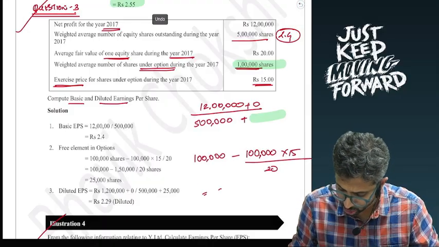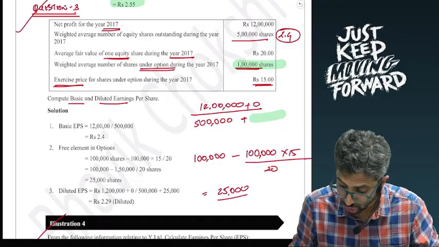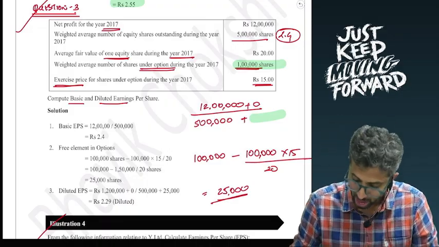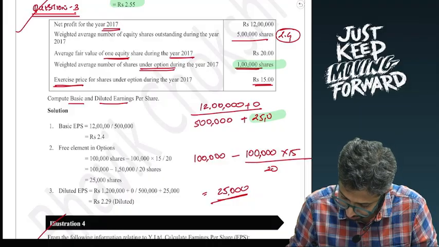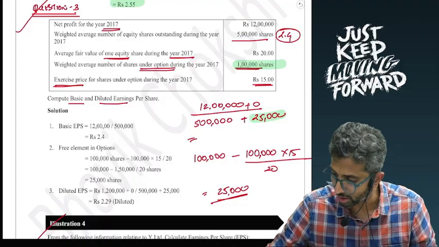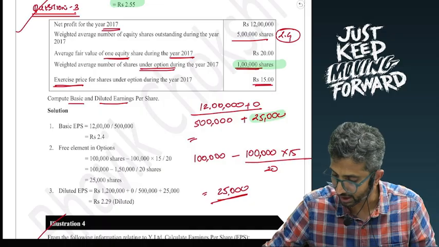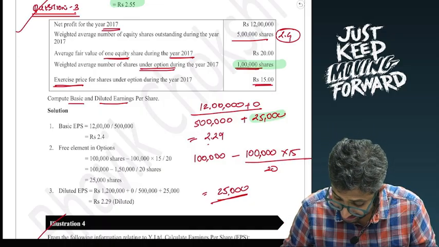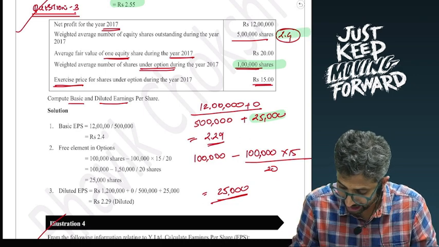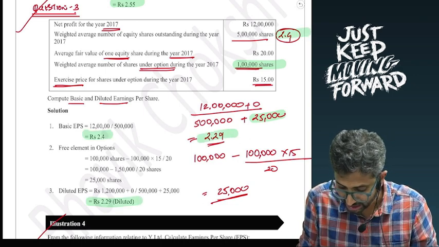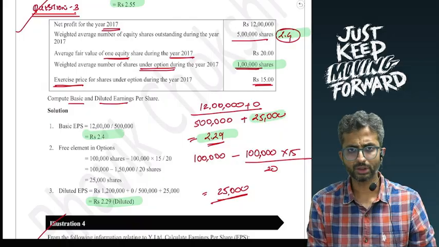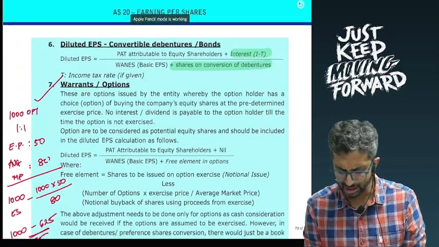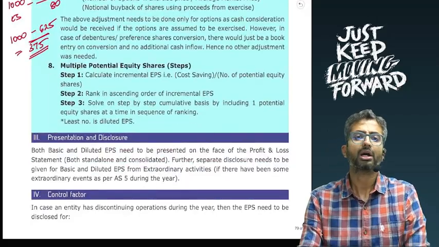If I do the math, this will be 25,000 incremental shares, considering a 15 lakh inflow and a 15 lakh outflow. And hence this 25,000 will be separately added. So this is 12 lakhs divided by 525 comes to probably 2.29. Now 2.29 is less than 2.4 and hence can validly be called diluted EPS. So that takes care of question number 3, and by and large that takes care of most of the areas of EPS.